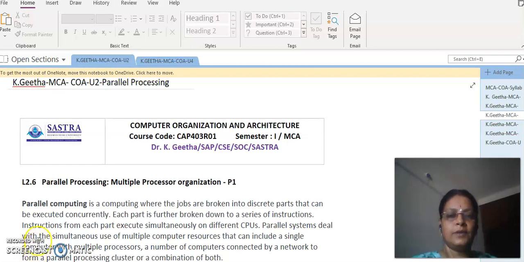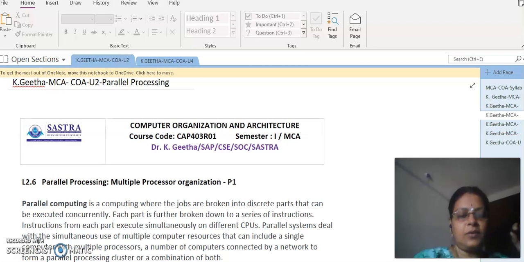Hello everyone. In this session we will be discussing parallel processing. In parallel processing, we are just going to discuss multiple processor organization. Before getting into this topic of parallel processing, we will see why there is a need for parallel processing.